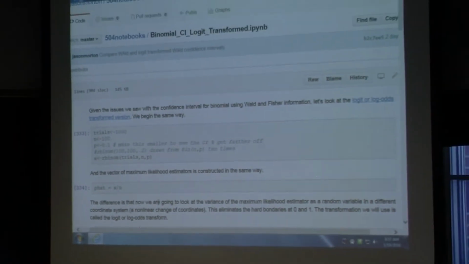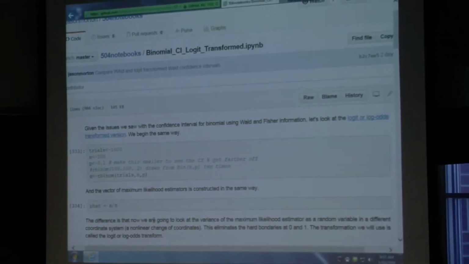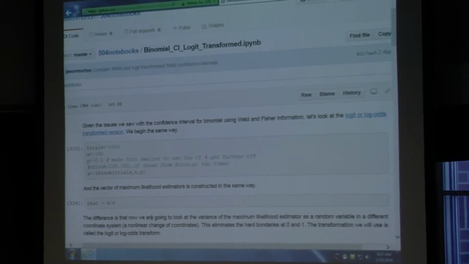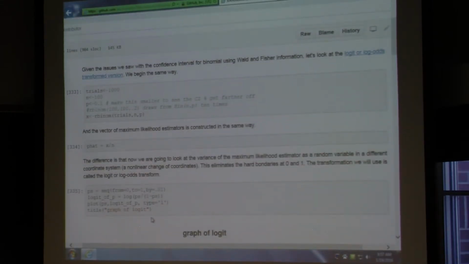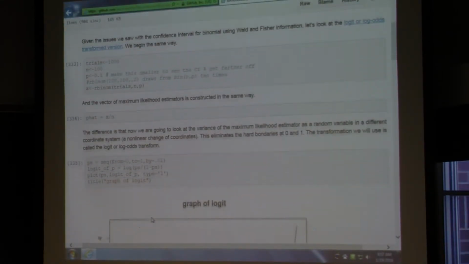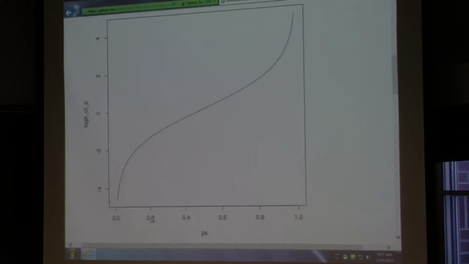Okay, so we're doing a change of coordinates, a nonlinear change of coordinates, and the goal of this coordinate change is to eliminate these hard boundaries at 0 and 1 and hopefully smooth things out and make the normal approximation work better. This is called a logit or a log odds transformation. And I'm just plotting the logit transformation. That's what it looks like.